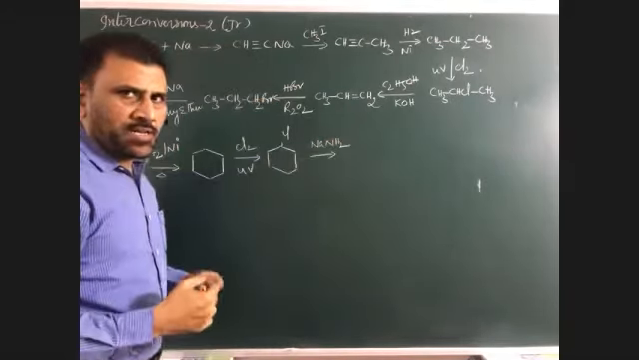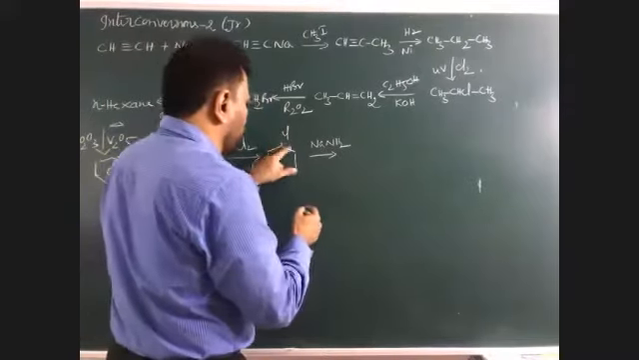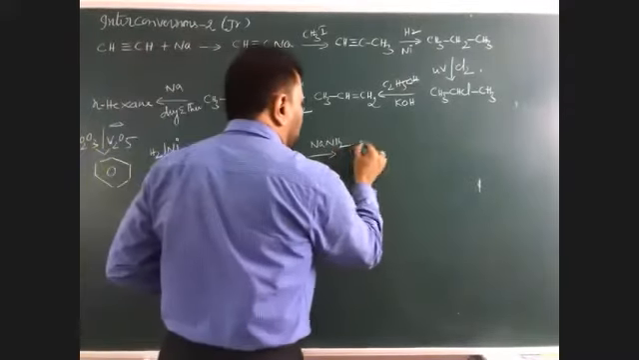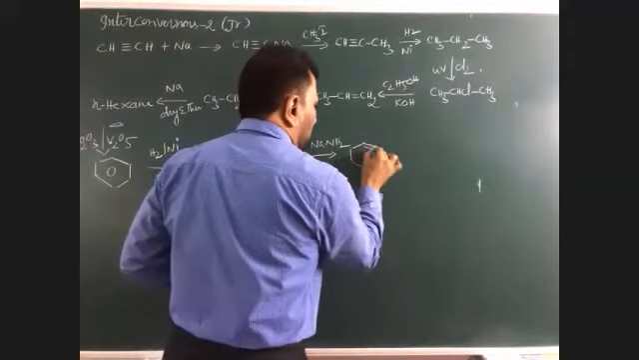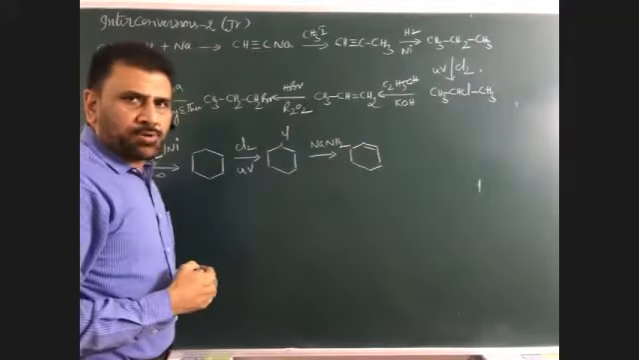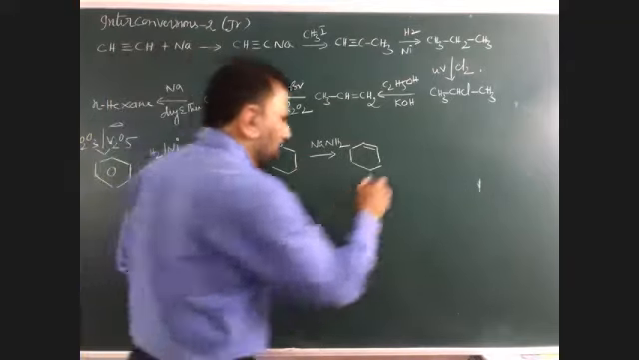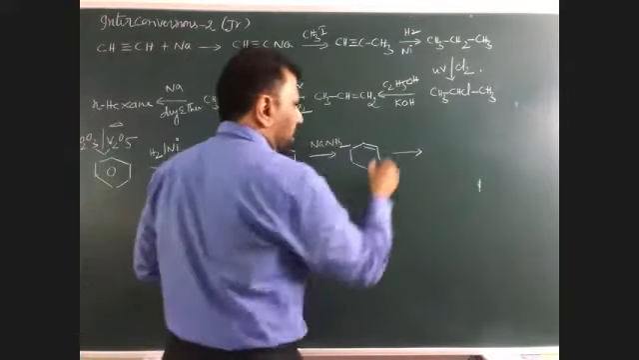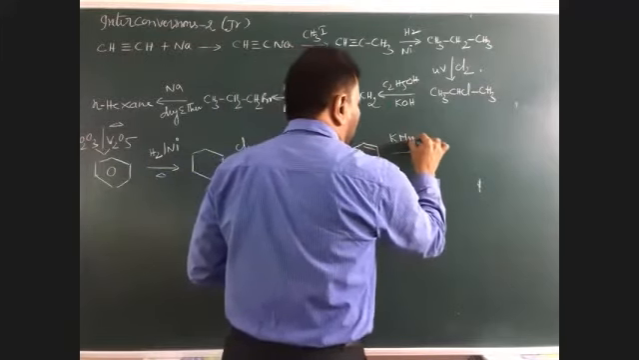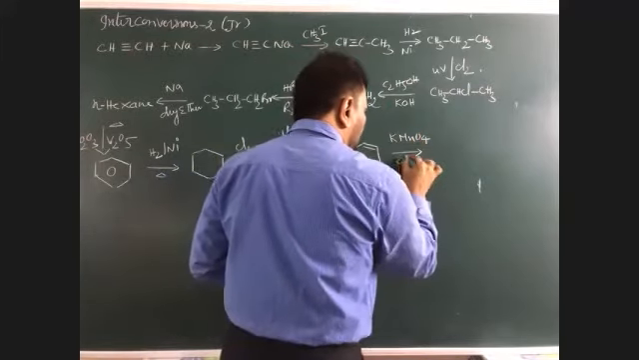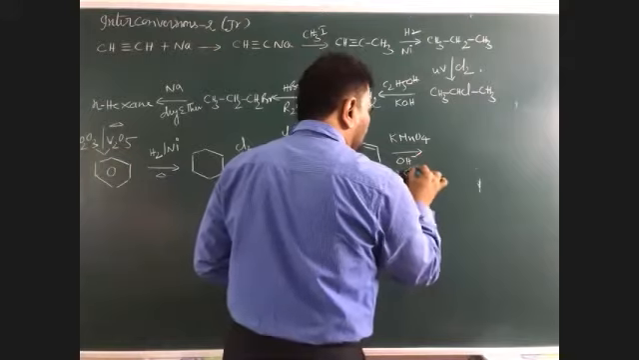Sodamide. The function of sodamide is dehydrohalogenation. Dehydrohalogenation means removal of HCl. It produces this compound, that is cyclohexene. Now this cyclohexene on reaction with KMnO4 in presence of base at 25 degrees centigrade.